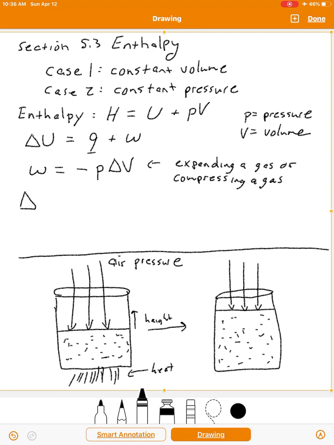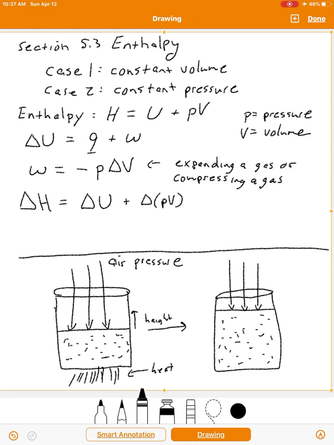I'm going to say, suppose we have a change in enthalpy, delta H. Well, that would be the change in the internal energy, I'm just putting delta for changes, plus the change in PV, right? It's not obvious why that's the case, but mathematically it works out. Now I'm going to say we're in case 2, so we're at constant pressure. So that means the pressure can't change, but the volume can.